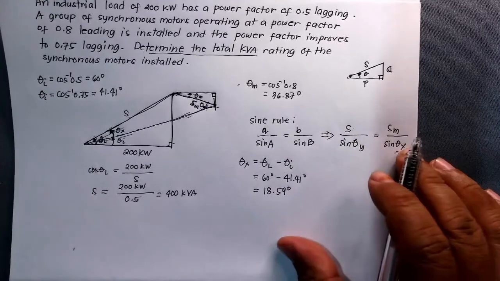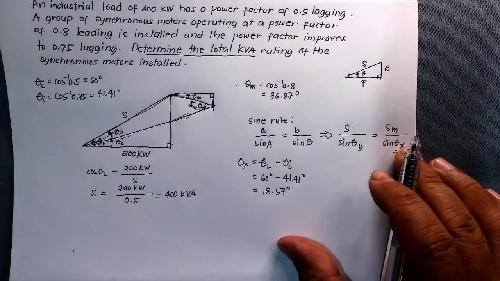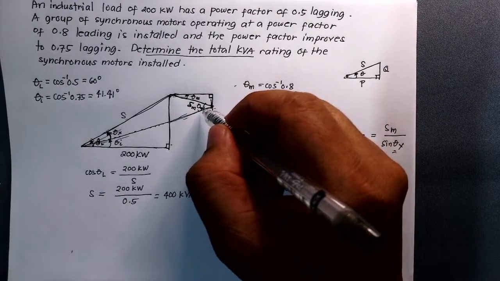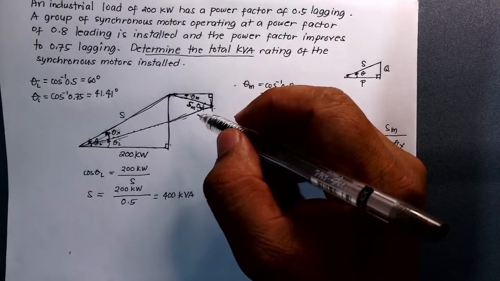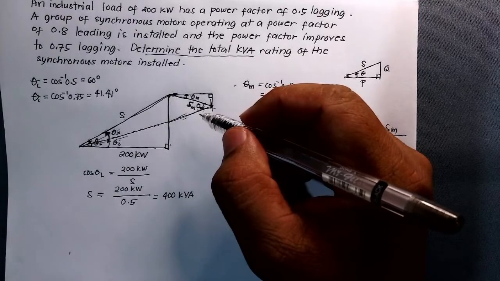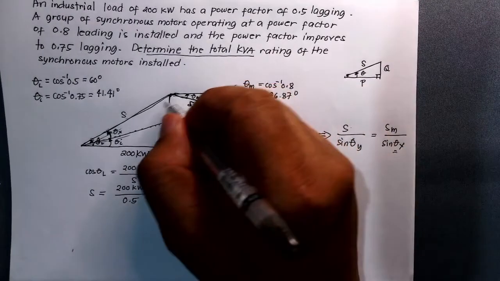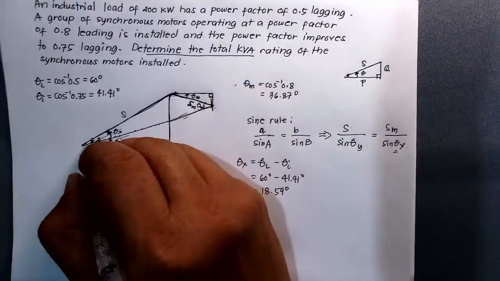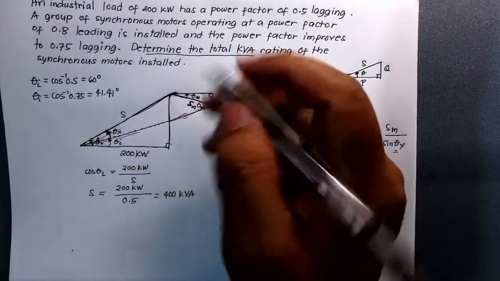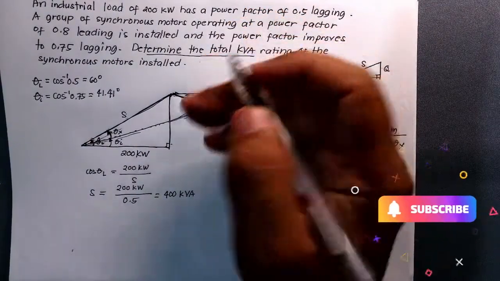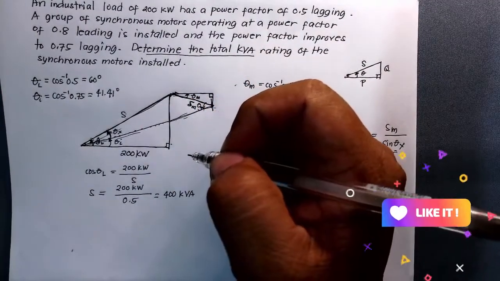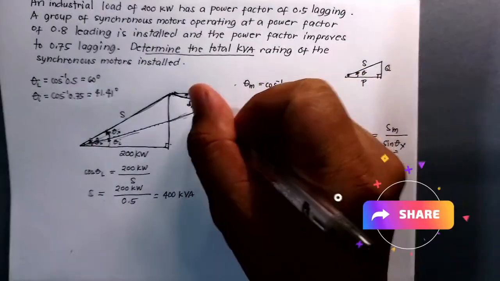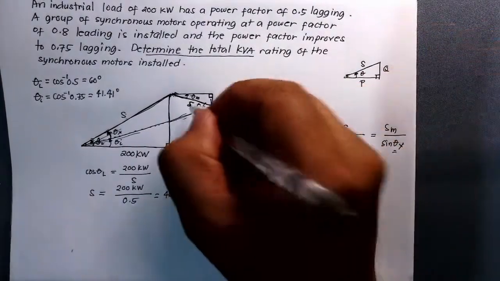How about the theta y? So we are going to solve for theta y. How do you find that one? You know that in a triangle, we have here an oblique triangle. The internal angles of a triangle always add up to 180 degrees. So we can solve for theta y here. This is our theta y.